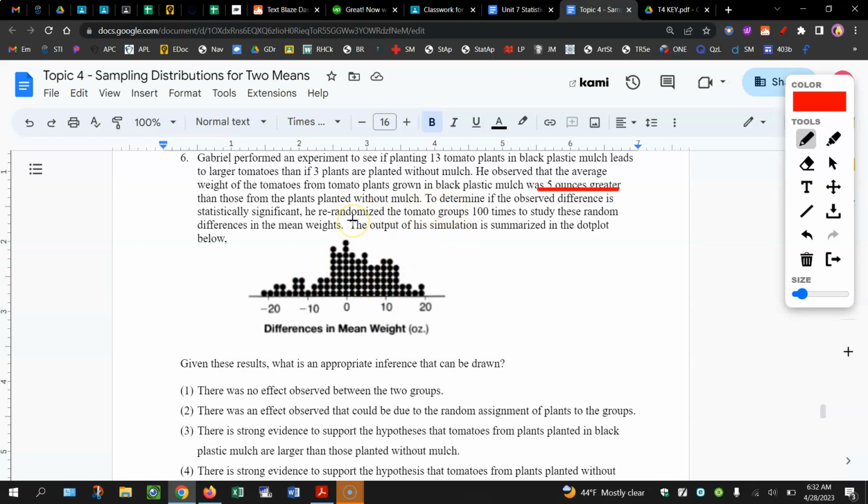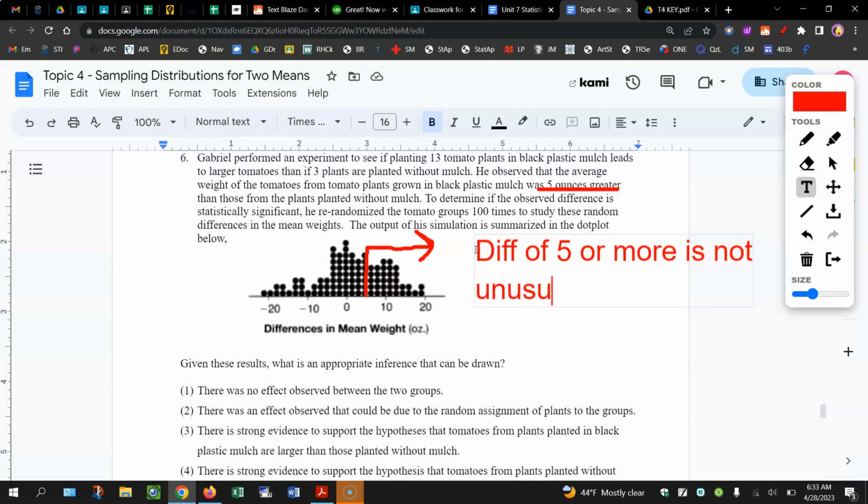And then what he did, he wanted to know if the difference is statistically significant. So he re-randomized the weights of all the plants and subtracted and figured out what he got just by chance alone. And now we're going to look for what's the probability of getting a difference of 5 or more just by chance. Well, you can see really quickly, this is going to be way more than 5%. So this difference of 5 or more is not unusual at all. I mean, you can see right here all the dots that lie in this grouping here.